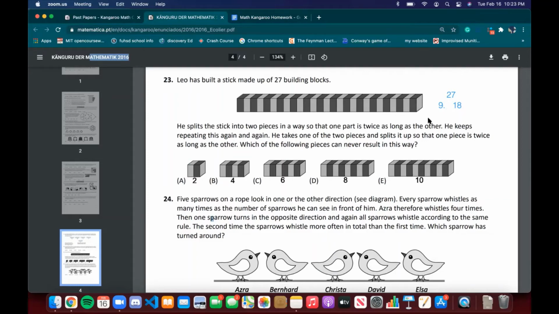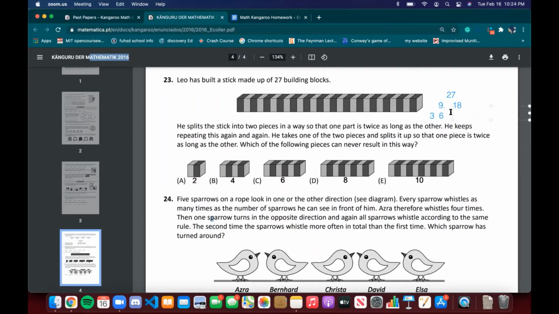Let's do the same for the one with 9. Okay, so 9, if you split it where one is twice as large as the other, the smaller one would be 3, and the second one would be 6.